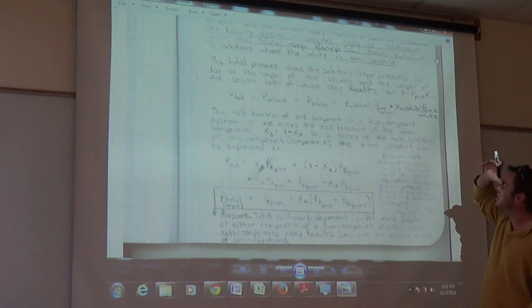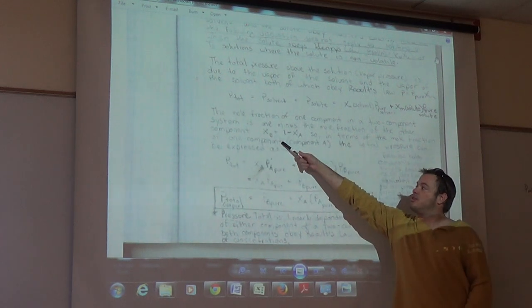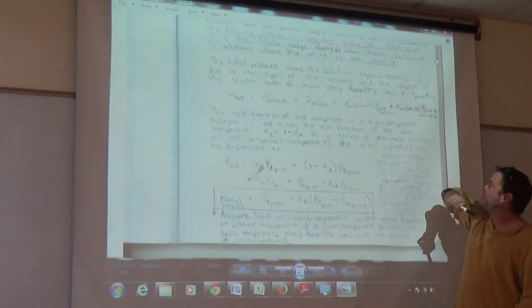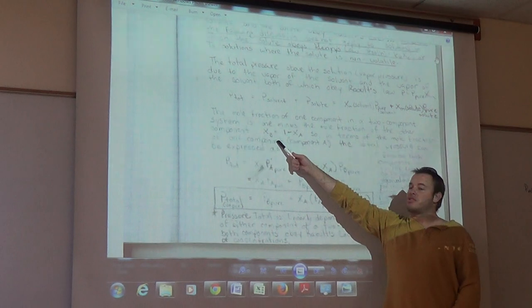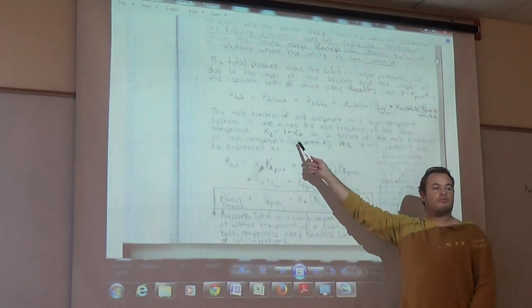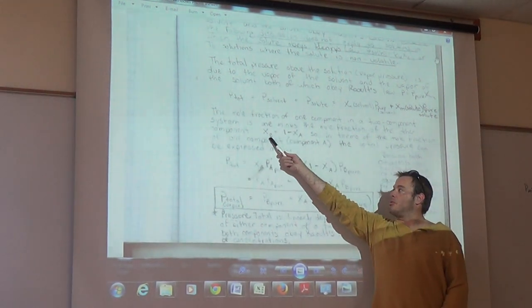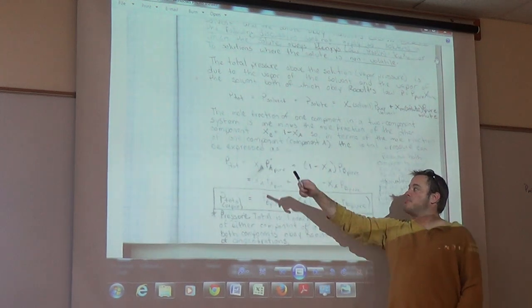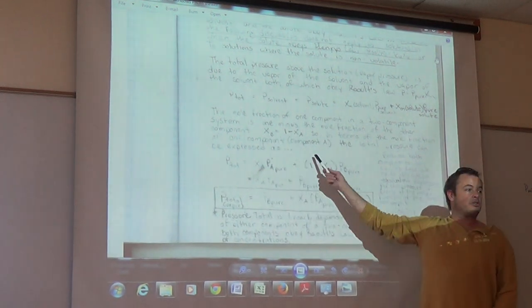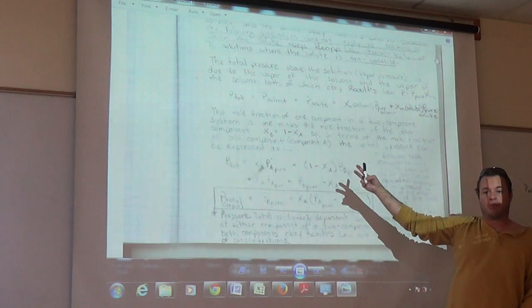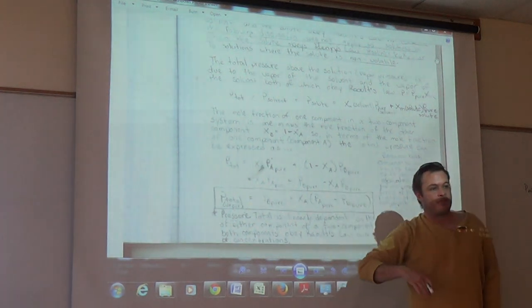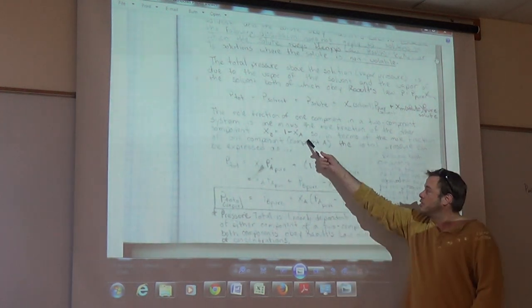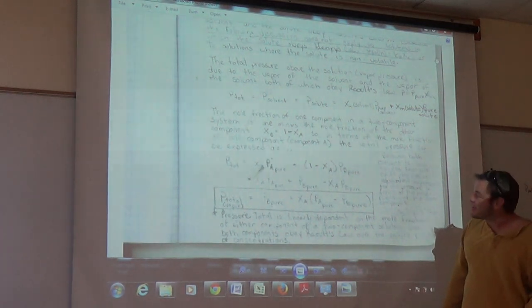If we just call these components A and B, we can express the mole fraction of any one component in terms of the mole fraction of the other. If we're talking about a species B, then its mole fraction is just 1 minus the mole fraction of A. If you have a two-component system, then both mole fractions have to add together to 1. And so you can express XB as 1 minus XA.